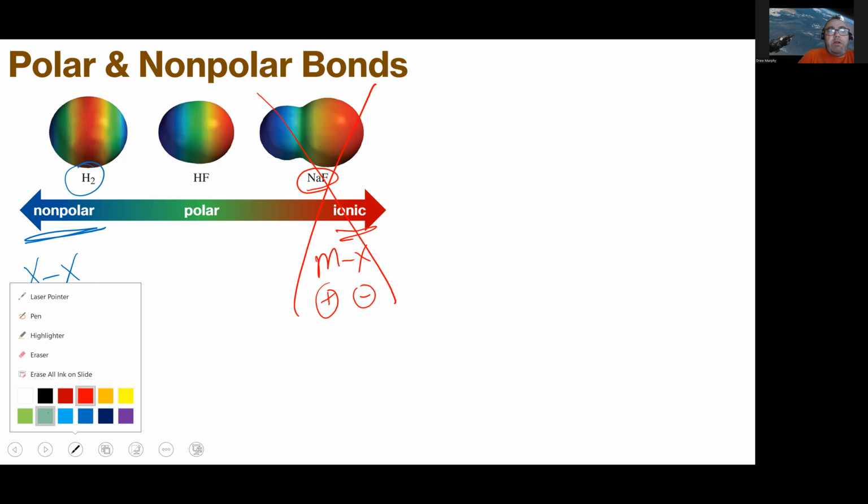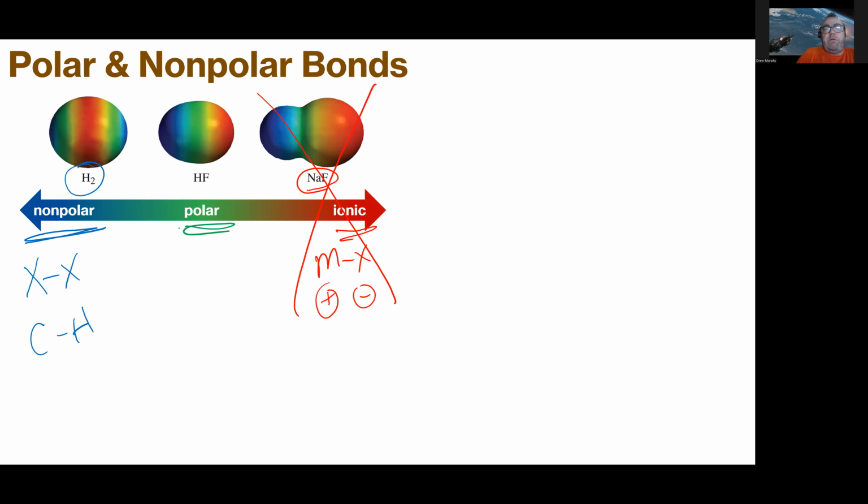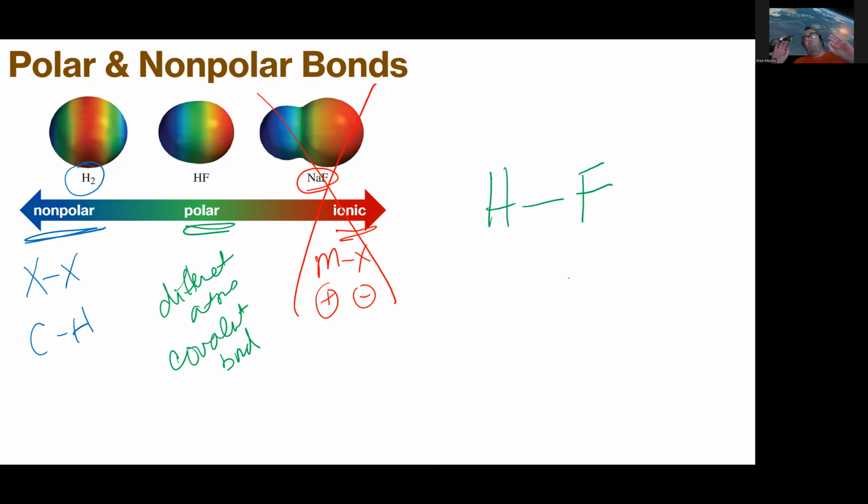In the middle, we have this polar case. And remember, a polar bond is anything that's not nonpolar. So these are different atoms in a covalent bond. Remember that we can determine which way the bond is polarized. We're going to use our HF example here too. One end of this is going to be kind of negative and one end is going to be kind of positive, and we can figure that out based off of the electronegativity.